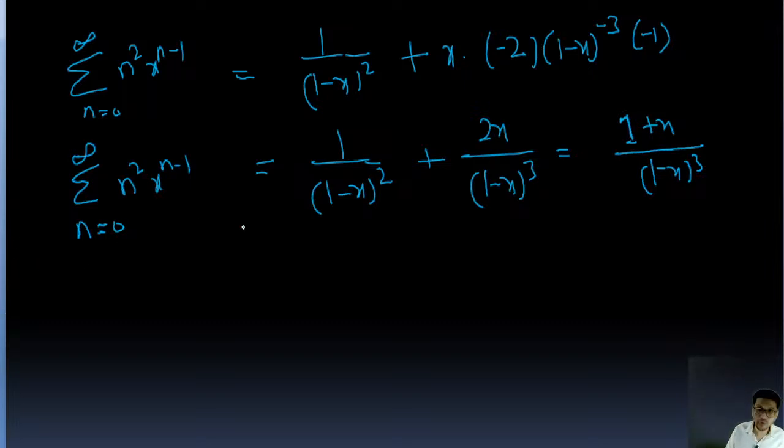Now what we can do is, again we can divide it. We can multiply this with x, because we are making x to the power n. So this is going to be sigma n equal to 0 to infinity n square x to the power n. We have multiplied this by x, right? So x to the power n minus 1 into x means x to the power n, right?